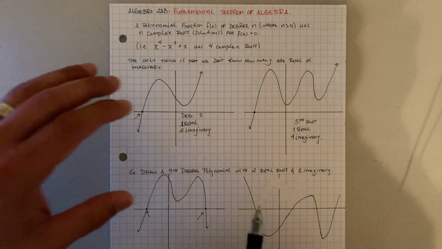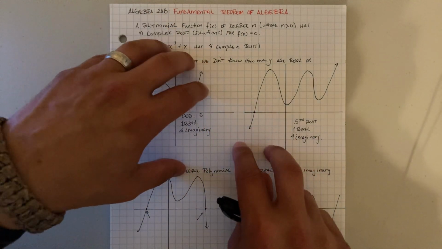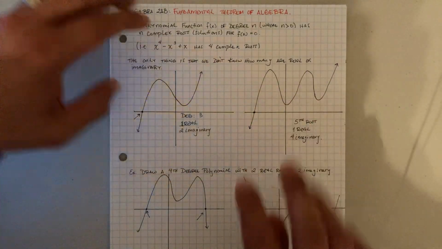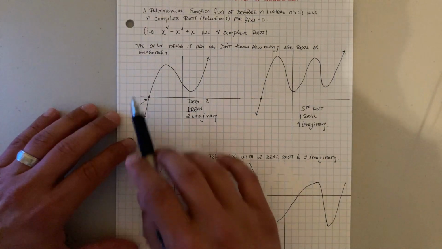Now remember, complex roots incorporate two types: the real and also the imaginary. If you remember, a plus bi. So here, I'll give you an example.